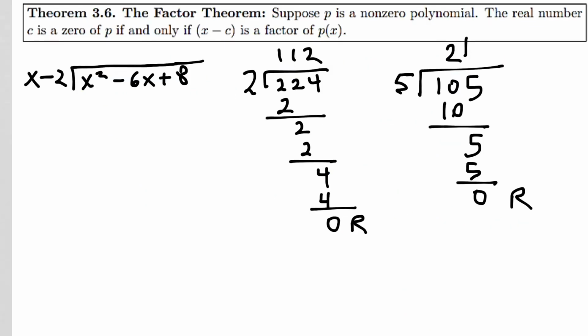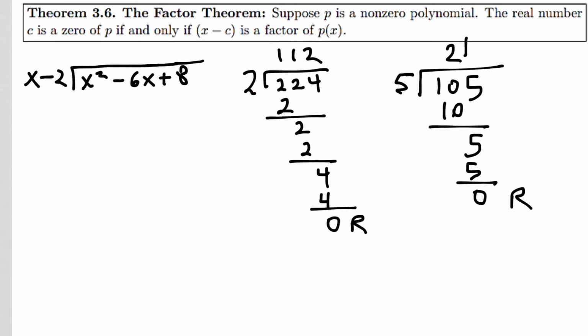Okay, next idea we want to talk about is the factor theorem, which says, suppose P is a non-zero polynomial, the real number c is a 0 of P if and only if x minus c is a factor of P of x. Now this is going to help us in some of the problems we do in polynomial division in order to find zeros. So let's look at a couple of real number examples first to see what I'm talking about here.